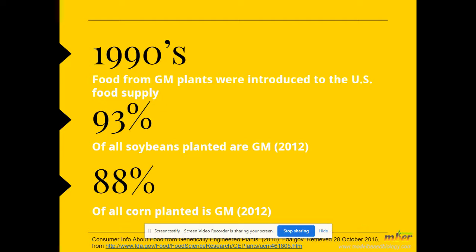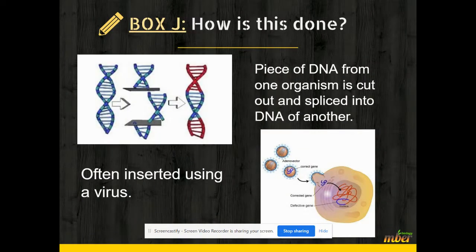However, we have been genetically modifying plants for thousands of years. Only now we can do it more precisely with science. So box J, how is this done? Basically, you find a section of DNA that you want inside another organism, and then you take that, splice it out, and then you insert it into another organism.